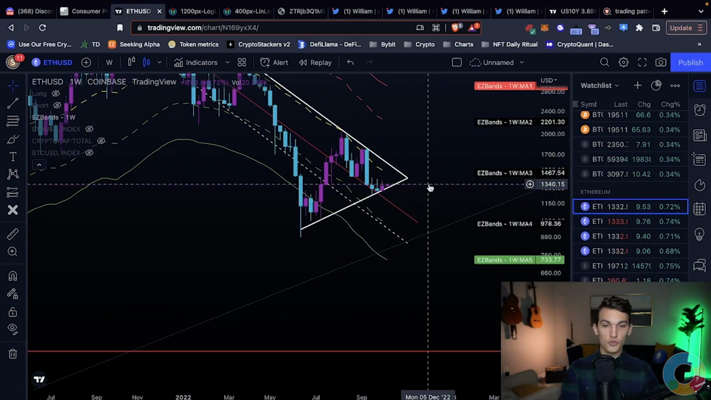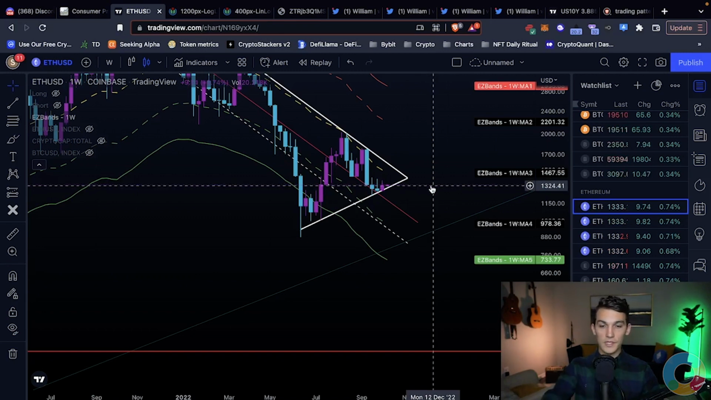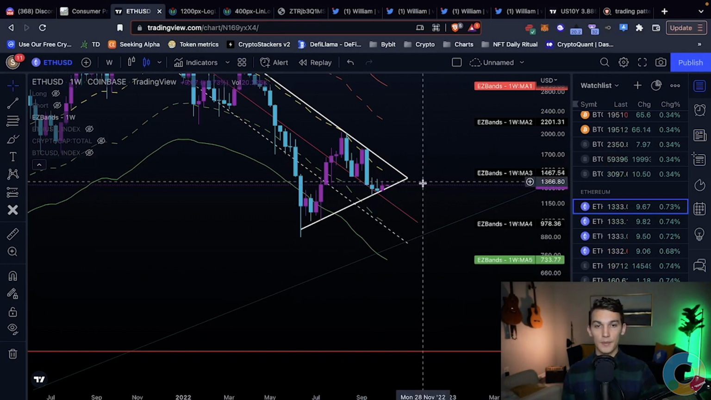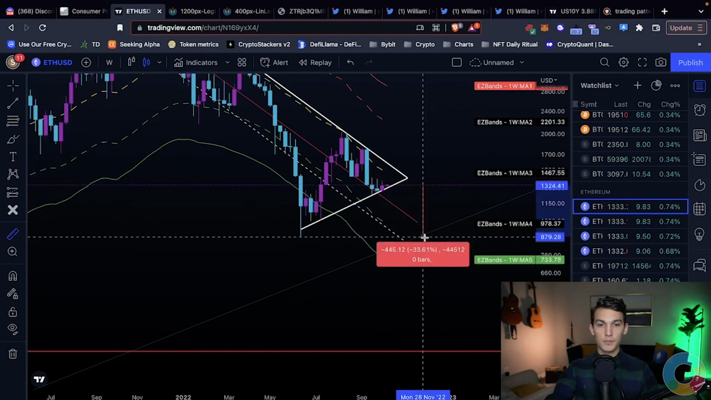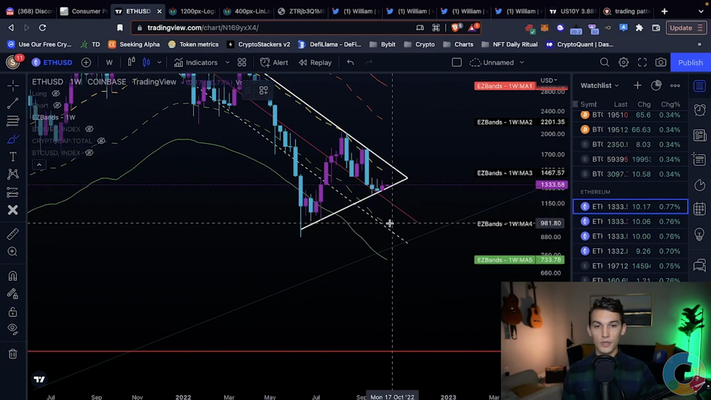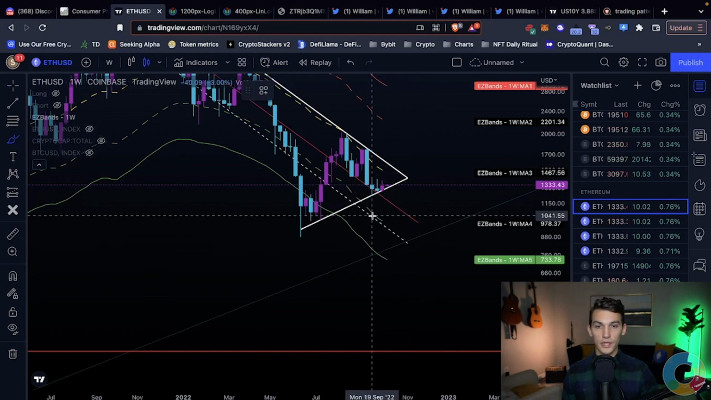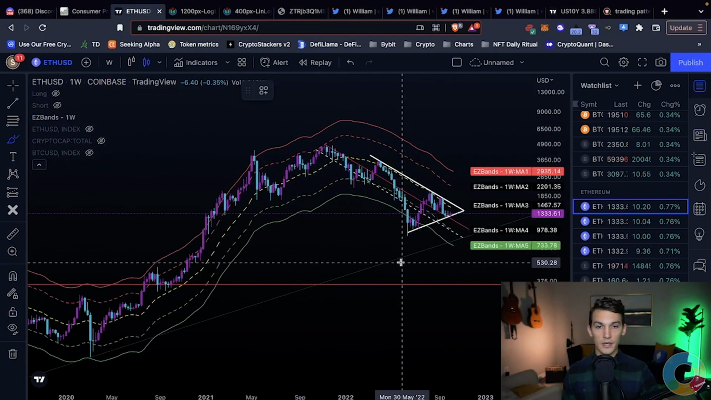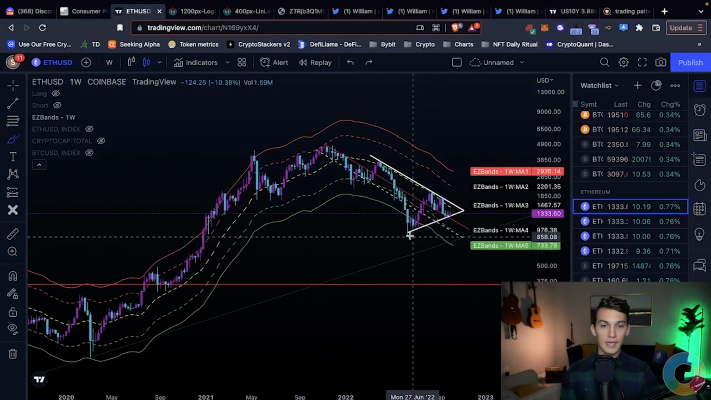If Ethereum was to drop to the support level that we have noted on the last chart, it would be 856. It would be about a 35% drop. Now, a 35% drop would actually put us back into our buy zone here. It would also correlate with this dotted support line right here. So that would actually be a good buy level for Ethereum.